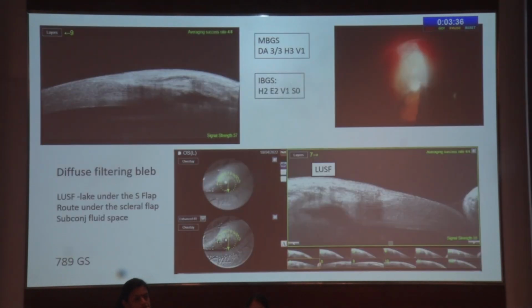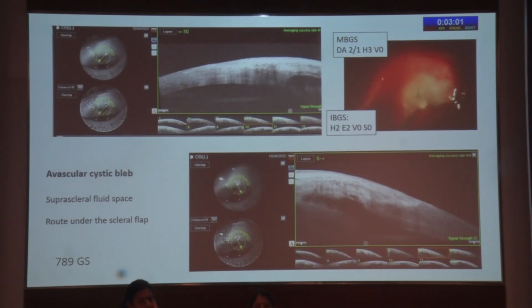So let's see them one by one in a real time scenario. This is the Moorfield classification, this is the Indiana classification, and this is a diffuse filtering bleb. There is a lake of fluid under the scleral flap, and you can see the root under the scleral flap. This bleb is an avascular bleb, or V1 you can say. The Seidel is negative, but the fluid is collecting there and circulating, and the pressure is good, in the lower teens.